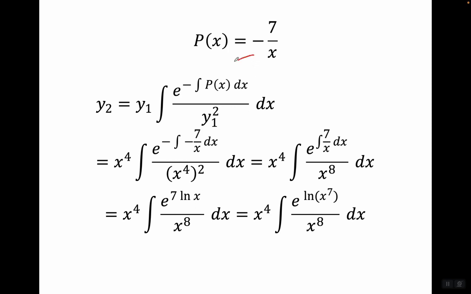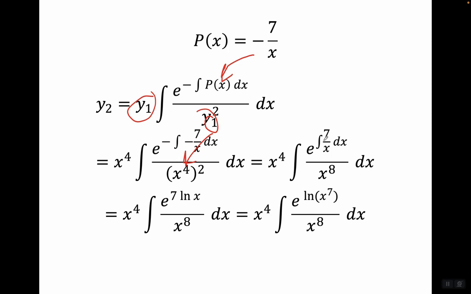Okay, so p of x is negative 7 over x. Let's plug that into our general reduction of order formula. y1 again is the other solution. So when we plug everything in, we get x to the fourth times e to the negative integral of negative 7 over x dx. The other solution was x to the fourth, so y1 squared is x to the fourth squared. So we end up with x to the fourth, the negative signs cancel, the integral of e to the integral of 7 over x dx, all over x to the eighth dx.